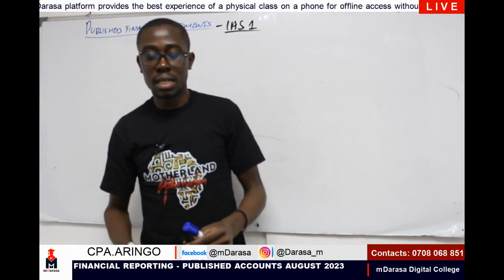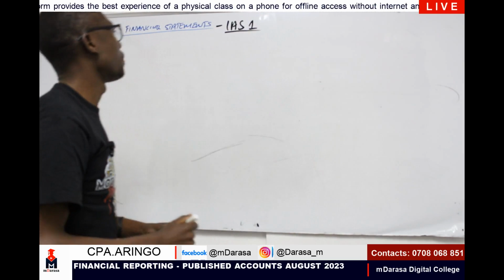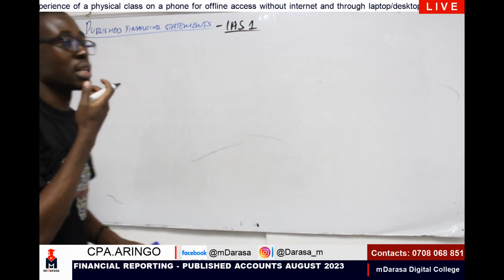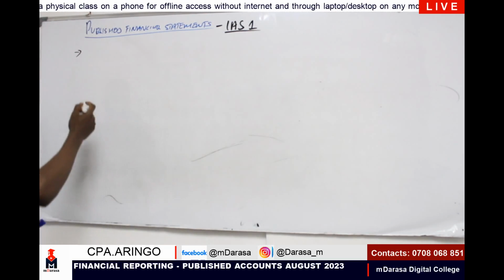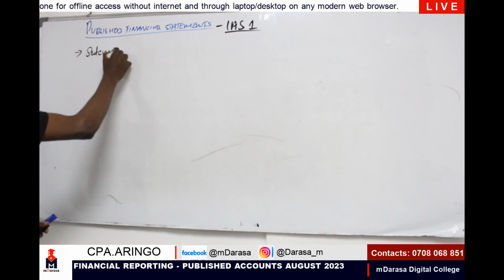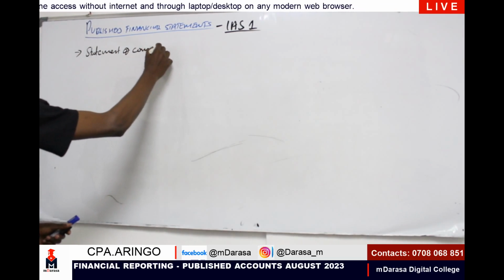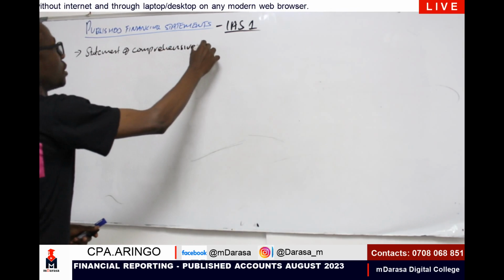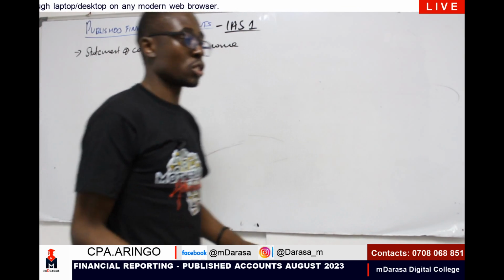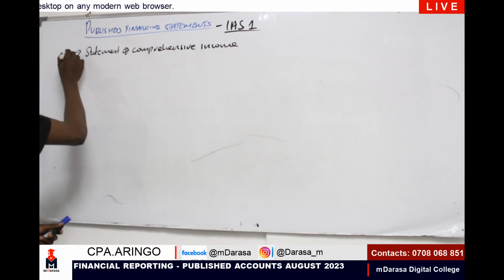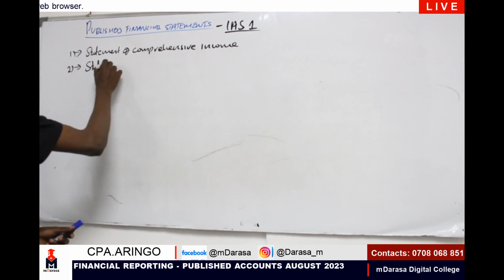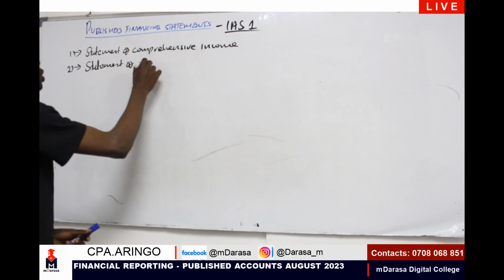So, you'll find that anytime you talk of published, it's all about presentation of our financial statements. And in presenting our financial statements, number 1, you should be able to present your statement of comprehensive income, which I know the majority of you know as the income statement, right? Then, number 2, we must be able to present the statement of changes in equity.